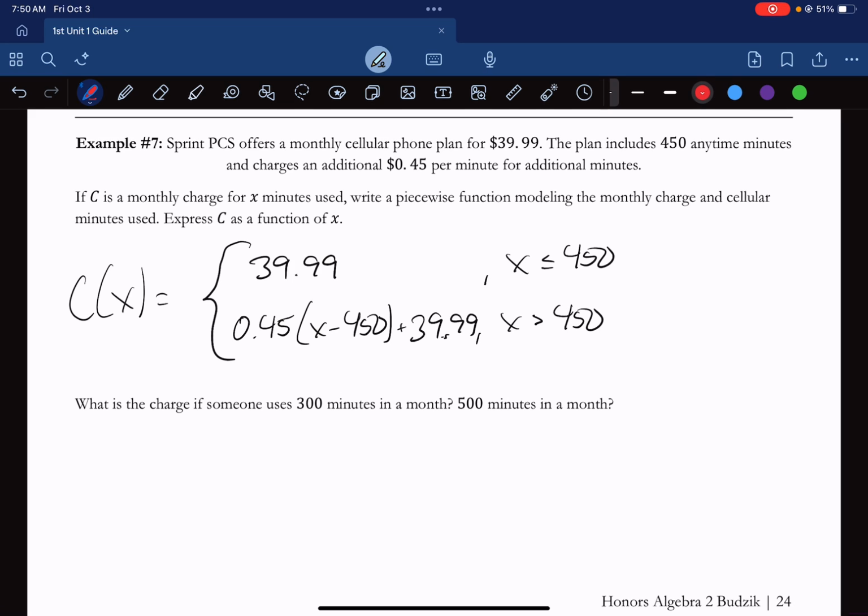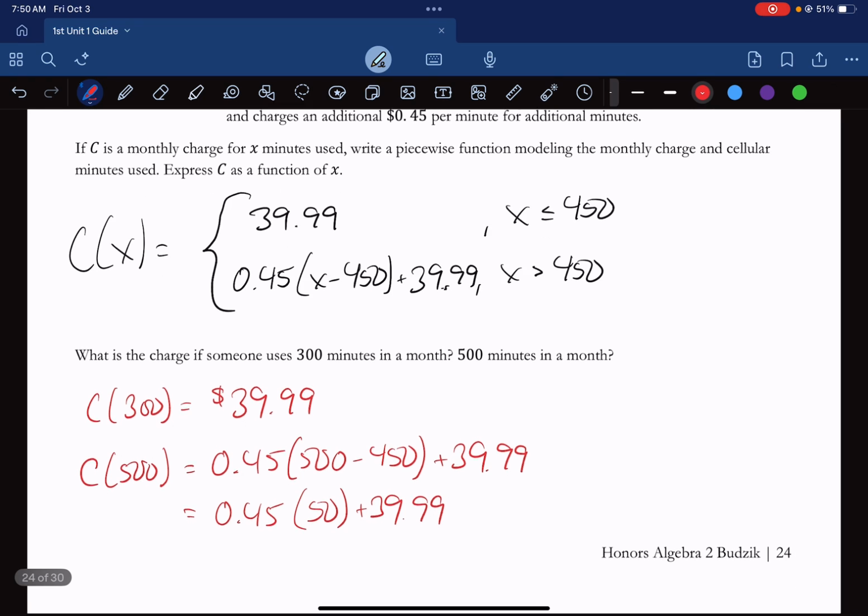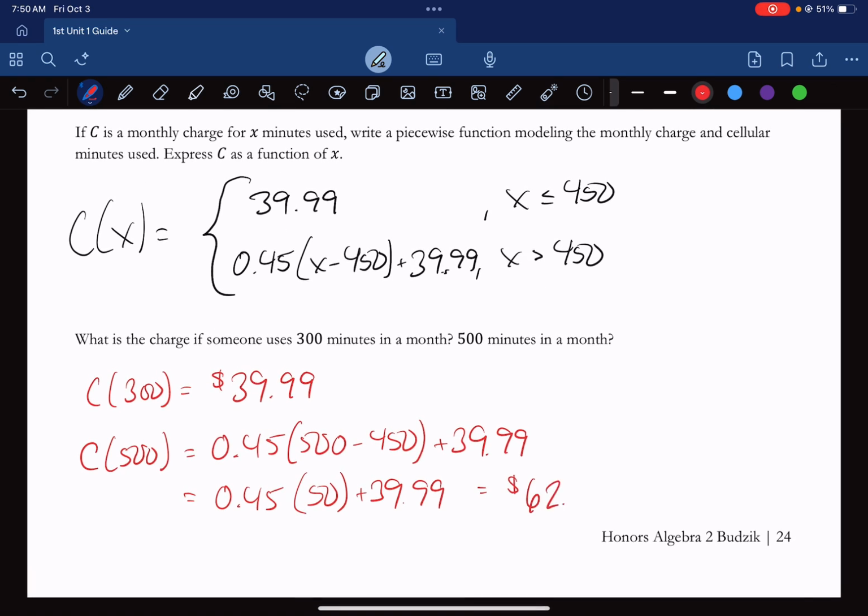All right, so if someone uses 300 a month, so again, that's C of 300. Since that's less than 450, it's just $39.99. And then if somebody uses 500 minutes a month, that is going to be following that second rule. So 0.45 times 500 minus 450 plus $39.99. I can do that subtraction really quick. So 0.45 times 50 plus $39.99. Which gets me $62.49.